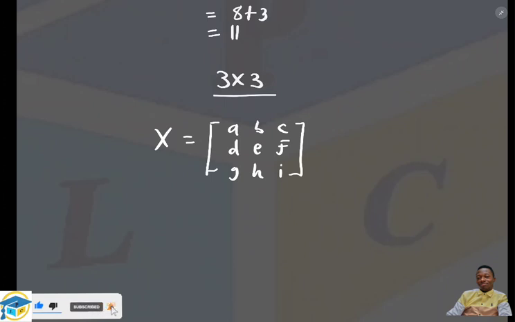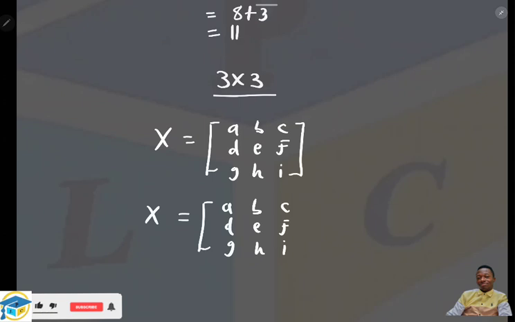In finding the determinant of a 3 by 3 matrix, this is what we're going to do. We'll repeat the first 2 columns to be part of the main matrix given in question. So we'll therefore say that we have X equal to A, D, G, then we have B, E, H, then we have C, F, and I.